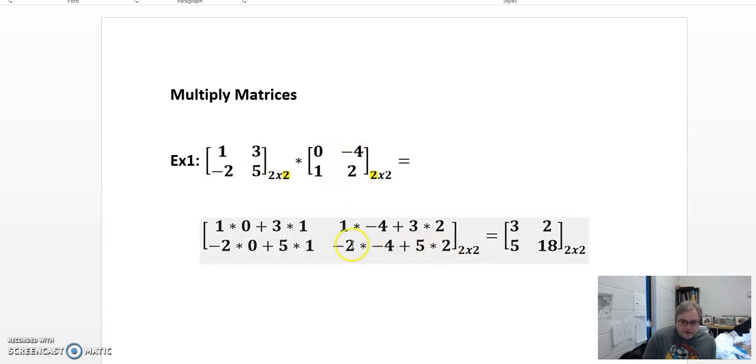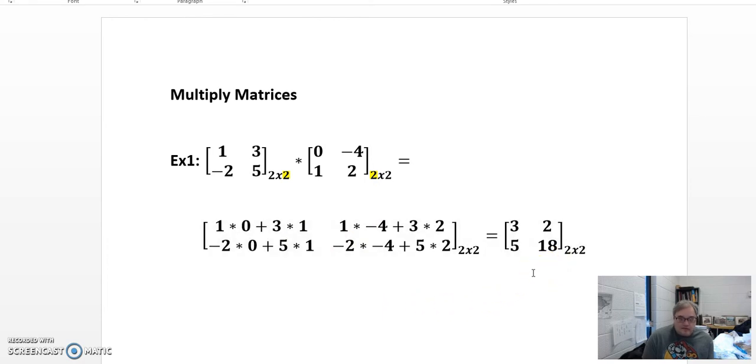and the second row, second column gives me this entry right there. So multiply row times column, you're going to take the 1 times 0 plus 3 times 1. You're always putting a plus in between. Second entry, 1 times -4 plus 3 times 2. That's what's happening here. I run out of columns, so I switch to another row. -2 times 0 plus 5 times 1. -2 times -4 plus 5 times 2. And then you simplify each one of those expressions down to that little 2 by 2.